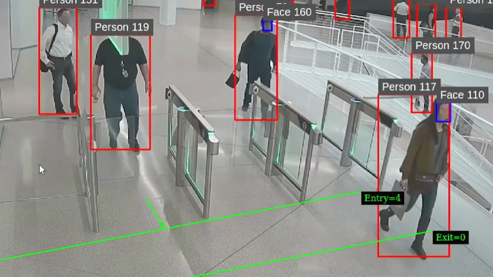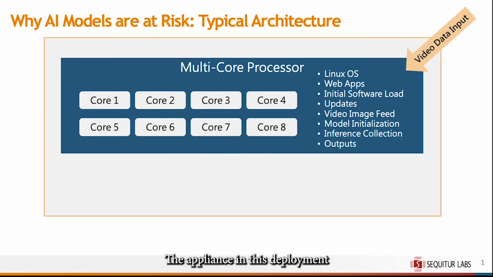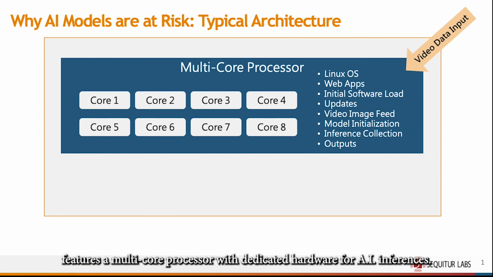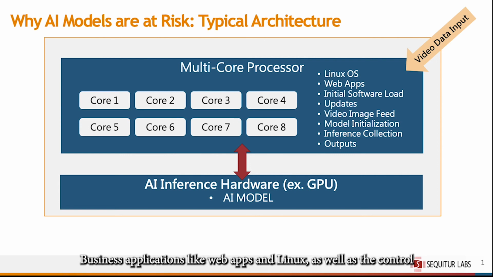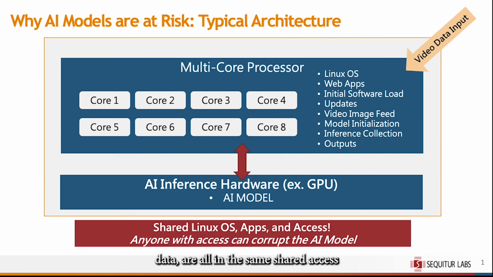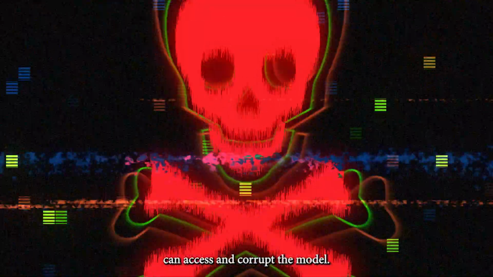are counted. The appliance in this deployment features a multi-core processor with dedicated hardware for AI inferences. Business applications like WebEx and Linux, as well as the control and management of the model, are run in the processor cores. In this architecture, the operating system, business applications, and other data are all in the same shared access environment as the AI model. This means that anyone with shared access can access and corrupt the model.